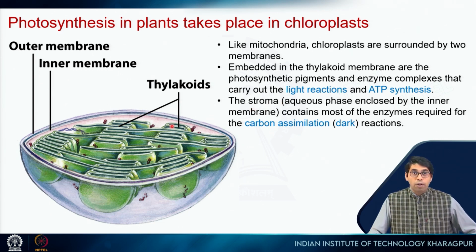So, the stroma, or the aqueous part which is enclosed by the inner membrane. The stroma is here, the aqueous part that is here. It contains most of the enzymes required for carbon assimilation reactions, which is also called the dark reaction because you do not need light, but ultimately the energy is coming from light, right. So, you can call it a misnomer, but typically this is referred to as dark reaction.